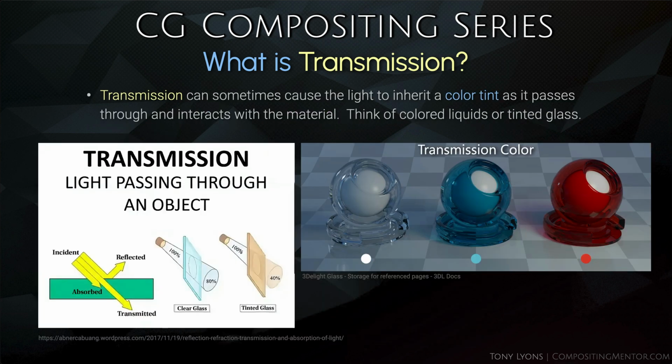Transmission can sometimes cause the light to inherit a color tint as it passes through and interacts with the material. Think of colored liquids or tinted glass, for example. And this is a setting in 3D. If you set the color, the light passing through that material will inherit that color.